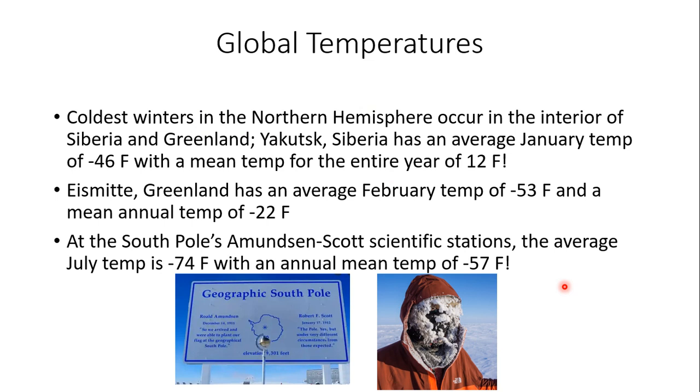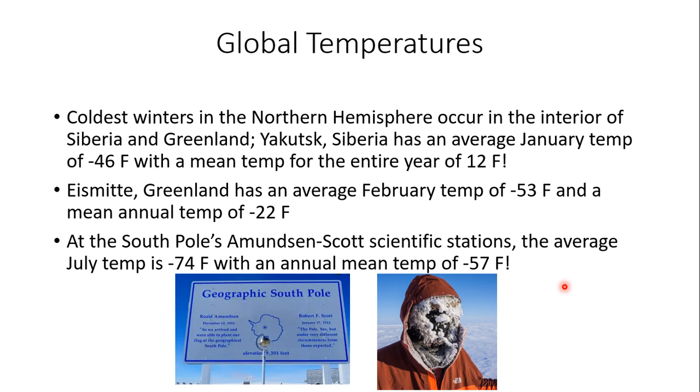All right, so the coldest winters in the Northern Hemisphere generally occur in the interior of Siberia and Greenland. Yakutsk, Siberia, has an average January temperature of negative 46 degrees Fahrenheit, with a mean temperature for the entire year of just 12 degrees Fahrenheit. Ijsmit in Greenland has an average February temperature of negative 53 degrees Fahrenheit and an annual temperature of negative 22 degrees Fahrenheit. I always used to think it's ironic that we call it Greenland, yet it's so ice covered, and yet we have Iceland not that far from it. Kind of interesting.